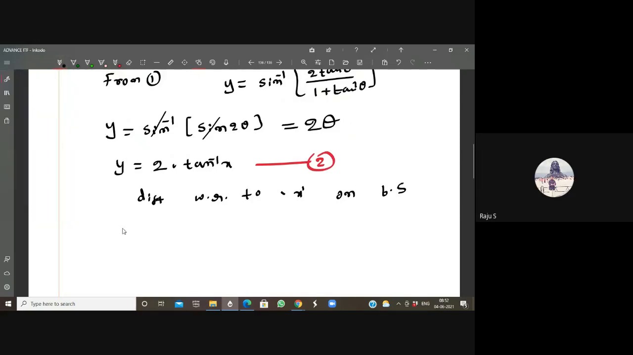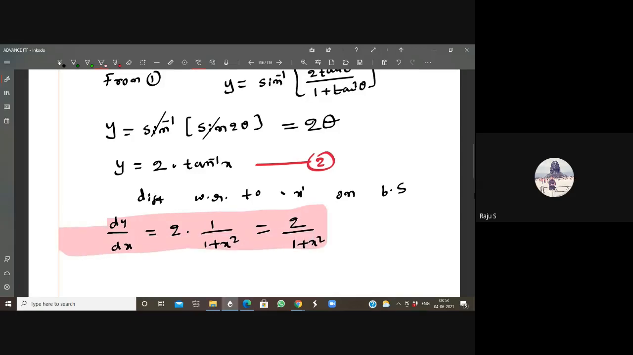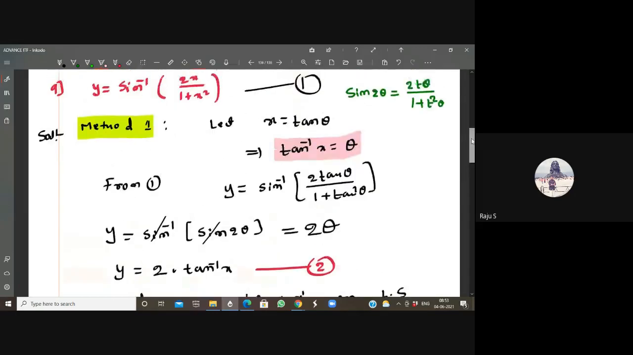When I differentiate, the left side is clearly dy by dx. The right side is 2 into d by dx of tan inverse x. So what is the tan inverse x derivative? 1 by 1 plus x square. This is the answer. Okay, students, this is method 1. See, I'm changing to the simplest form.